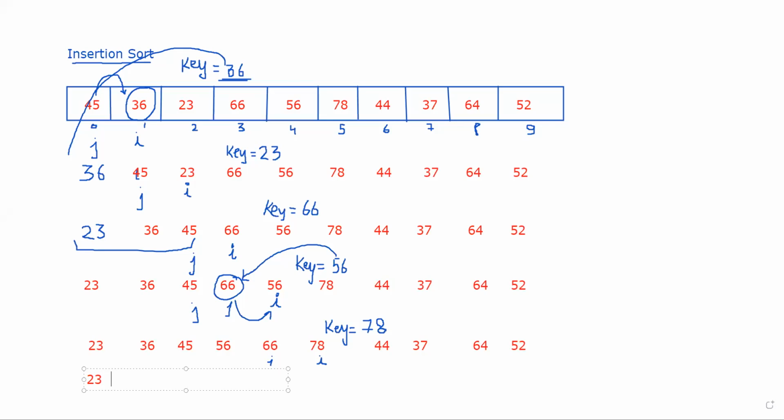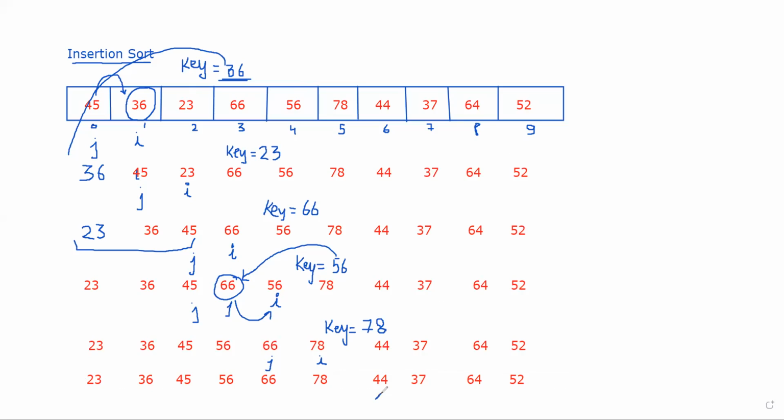Again my list will be 23, then 36, then 45, after that 56, then 66. After 66 we have 78. After 78 we have 44, then 37, 64 and 52. Now see, try to understand, because this time we will have good shifting and good swapping.